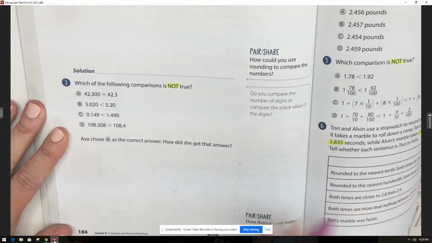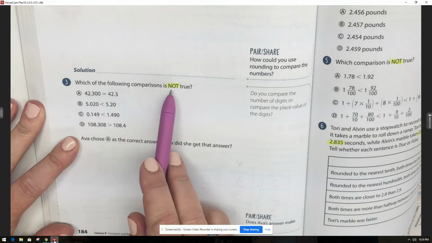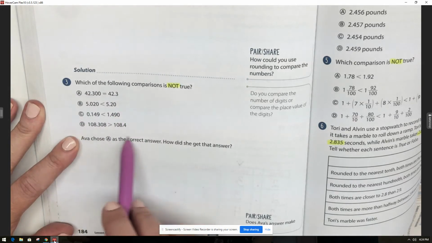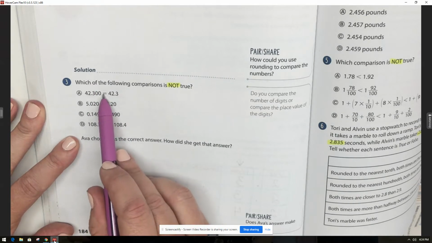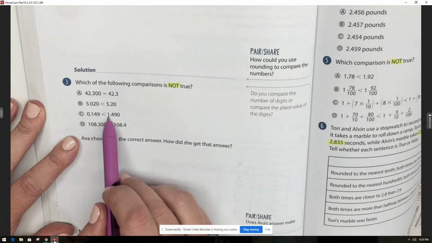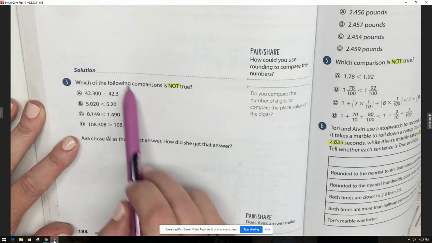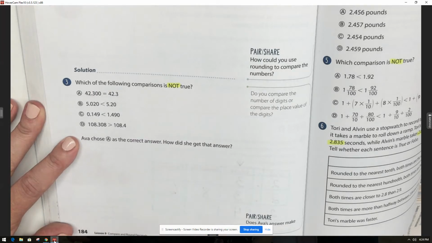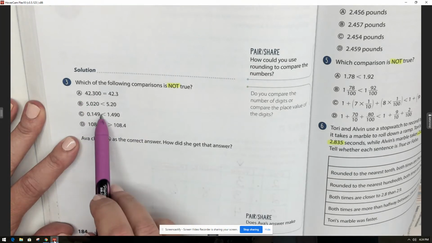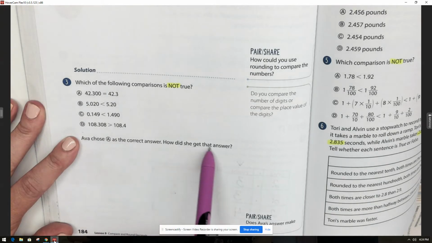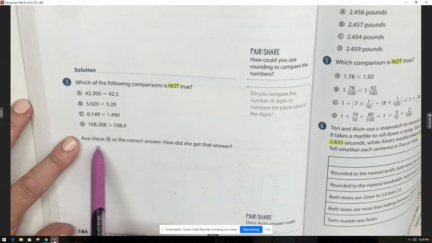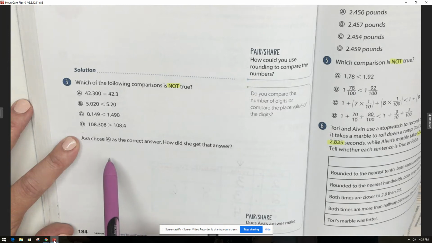For number 3, which of the following comparisons is not true? I'm going to tell you 3 of these are correct. Make sure that you notice that in the middle, we have an equal sign, a less than, a greater than. One of these statements is not true. Choose the answer that is not true. Then, Ava chose A as the correct answer. How did she get that answer? So if Ava is correct, you're going to tell me how she got that answer. If Ava is incorrect, you're going to tell me why Ava was incorrect.